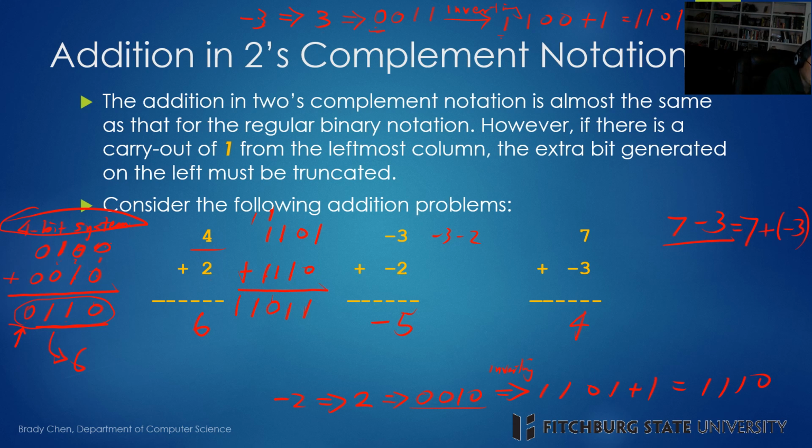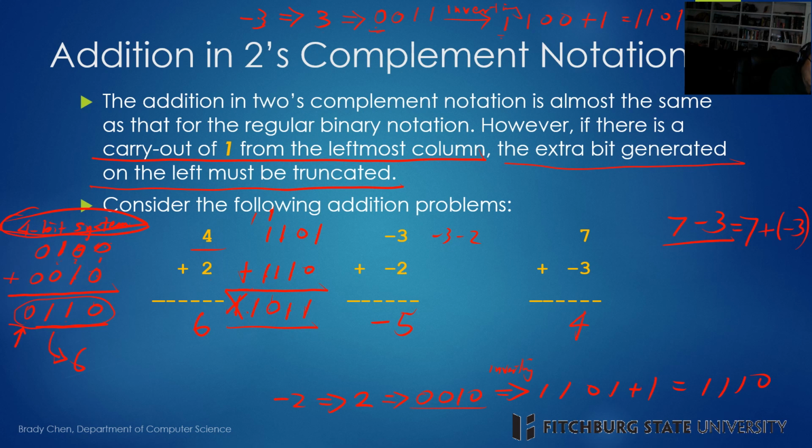Now, in this case, we have a carry out of 1 from the leftmost column. So the result is actually 5 bits. But we only use a 4-bit system, right? So based on the rule, the extra bit generated on the left must be truncated. So we're going to truncate that number. So the result is going to be 1, 0, 1, 1.